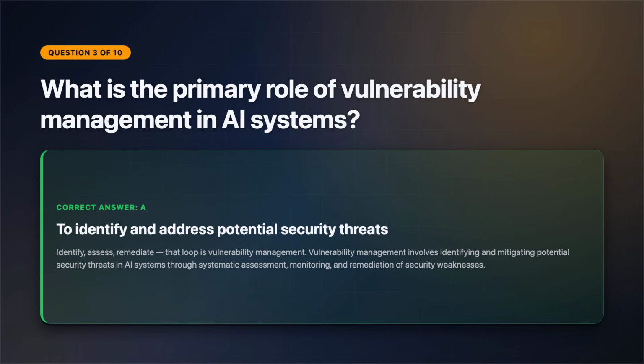Identify, assess, remediate. That loop is vulnerability management. Vulnerability management involves identifying and mitigating potential security threats in AI systems through systematic assessment, monitoring, and remediation of security weaknesses.